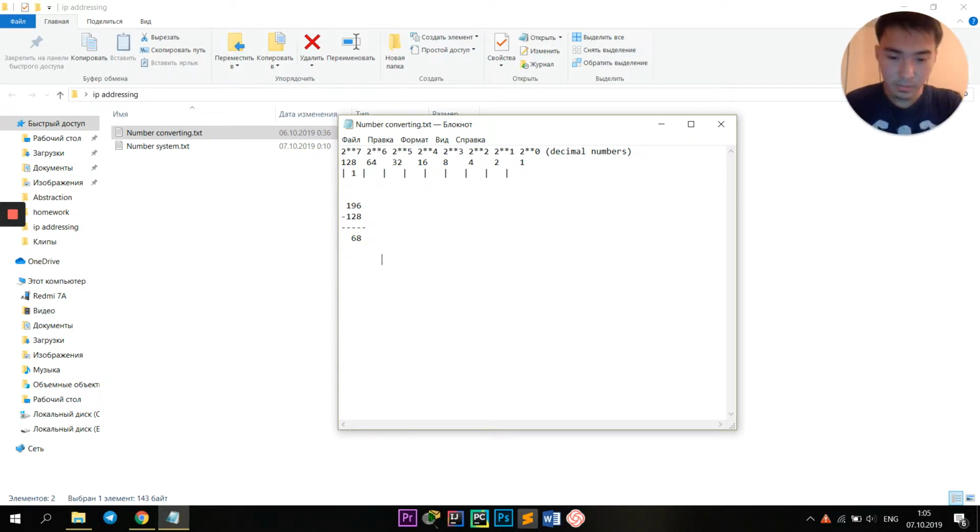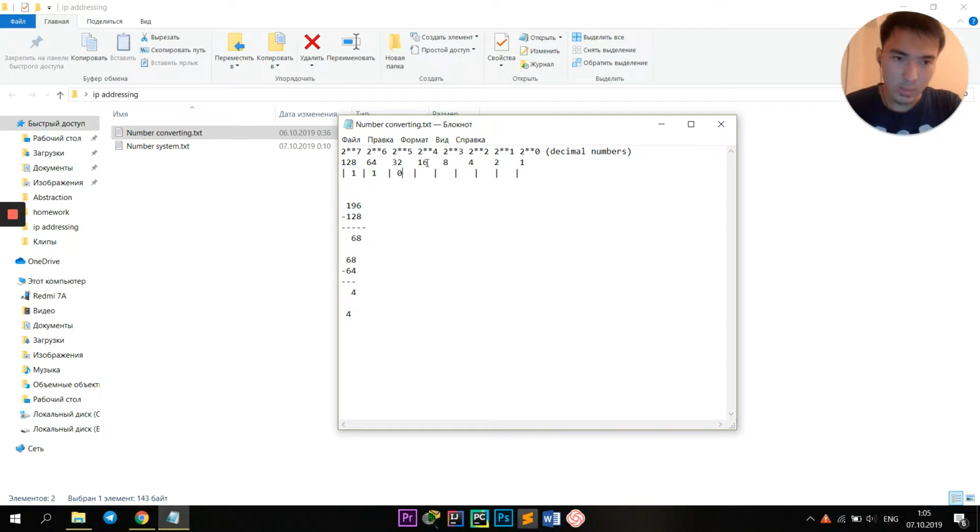So continue. We have this number 68, 64, and we come to the next element in this table and compare it again. Is 64 greater than 68? No. So we put here 1 and take it from our number. Here it will be 4. So continue again. We come to the next element, here we have 32. Is 32 greater than 4? Yes. It means that we put here 0 and don't use this in our operations.